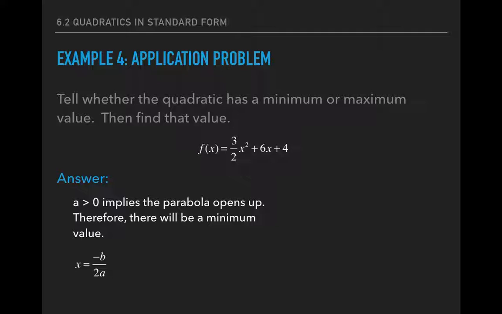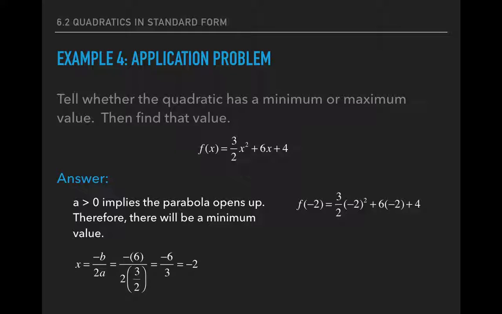So we need to find the x and the y value of our vertex. And we substitute in there. It would be the opposite of 6 over 2 times 3 halves, which is negative 6 over 3, which gives you negative 2. Now that isn't the value, that is where it happens. Let's find what that minimum value is by plugging it into our function.